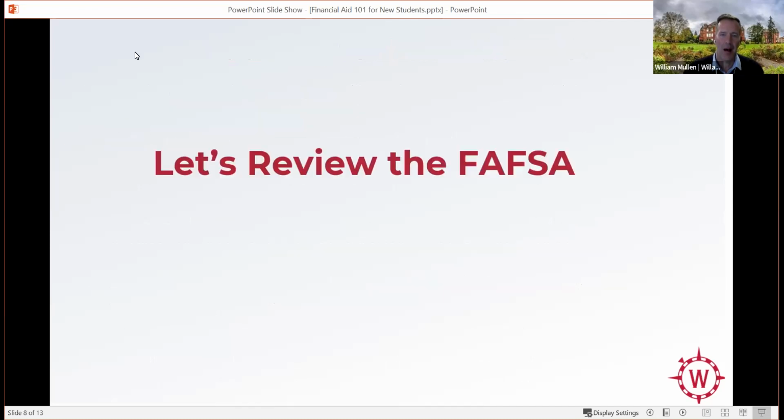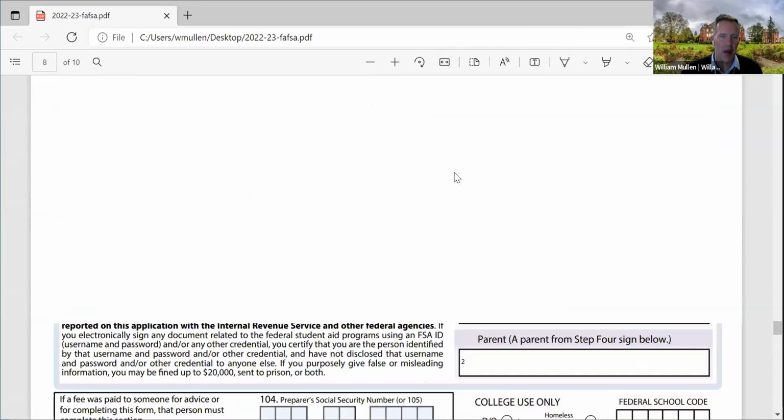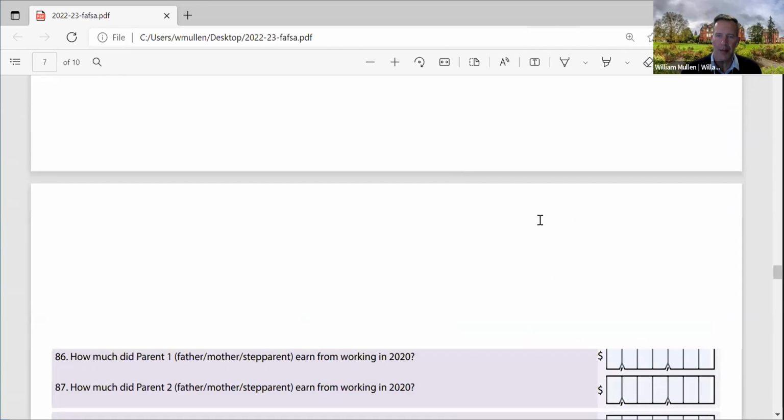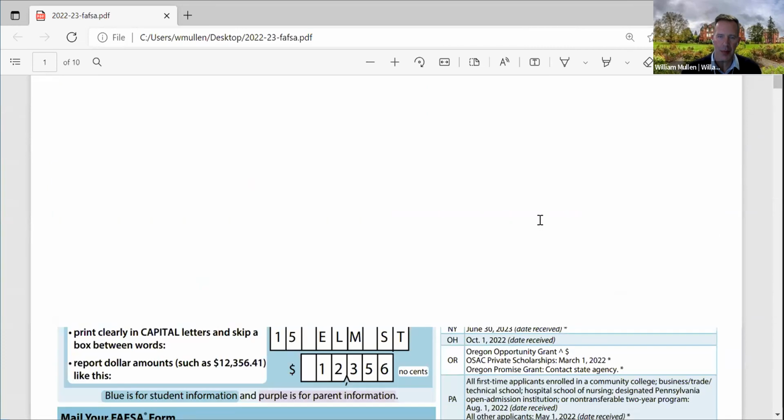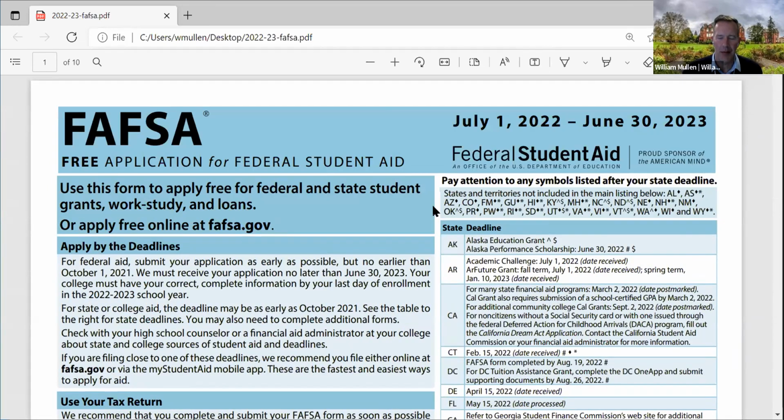Okay, I'm going to get out of the presentation and pull up the FAFSA application. So hang on a second with me. Okay. So here I have the PDF of the FAFSA application. Again, let me just scroll to the top. There we are. So this is the PDF or the paper version.